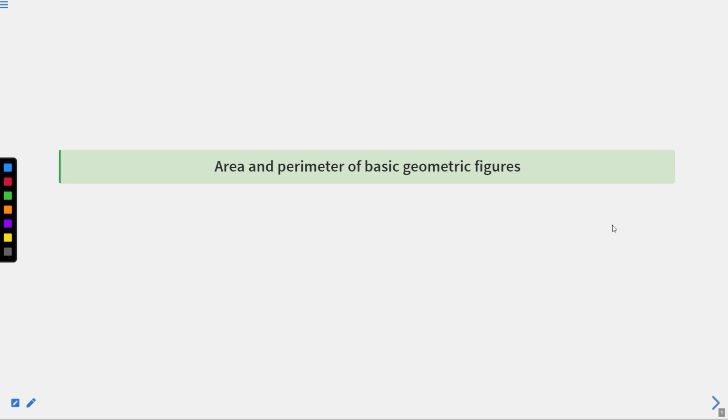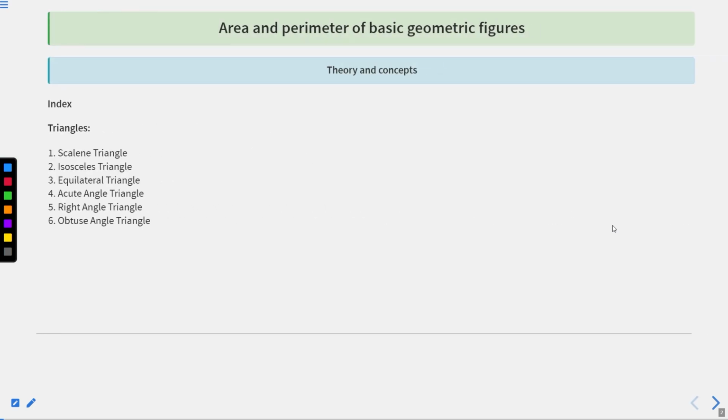And this lecture is based on area and perimeter of basic geometric figures. So let me quickly tell you what we are going to study in this lecture today. First of all, we will discuss triangles, in which we will be studying scalene triangle, isosceles triangle, equilateral triangle, acute angle triangle, right angle triangle, and at last we will study obtuse angle triangle. And after the study of all these triangles, we will see a couple of problems so that we can get hands-on with the formulas that we will be studying today.